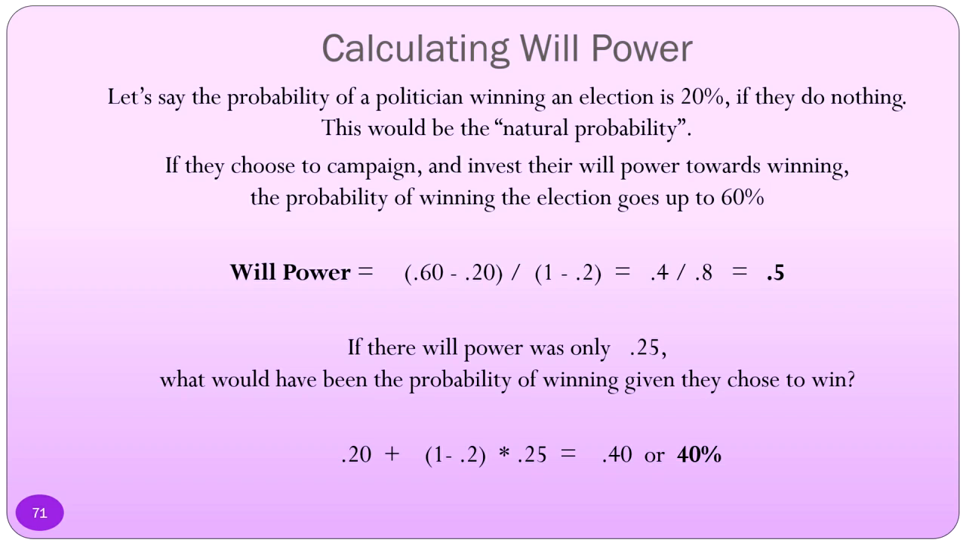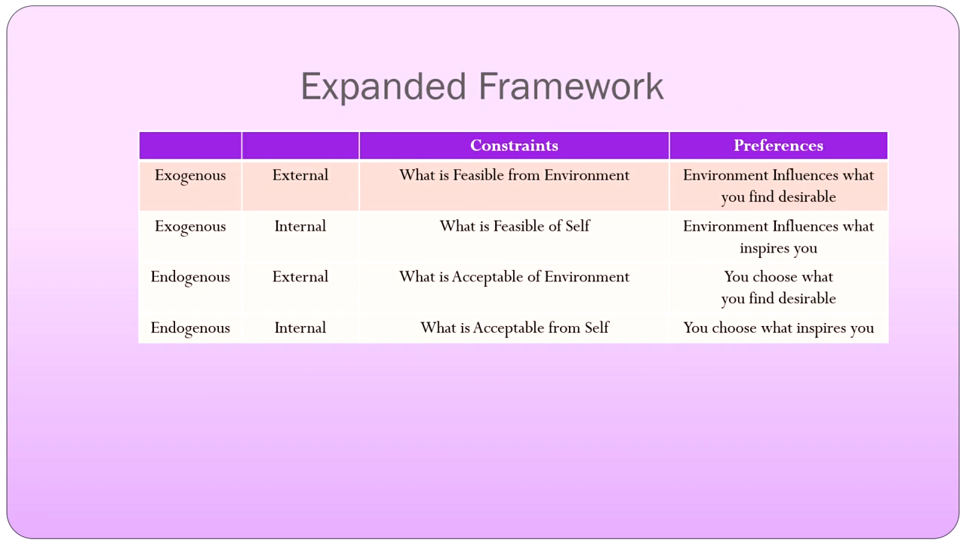Okay, and one last advanced way of looking at what we've studied so far is an expanded framework. So before we talked about exogenous constraints and endogenous constraints, and also external and internal preferences. However, we can use these notions to go from a framework with 4 distinctions to a framework of 8 distinctions.